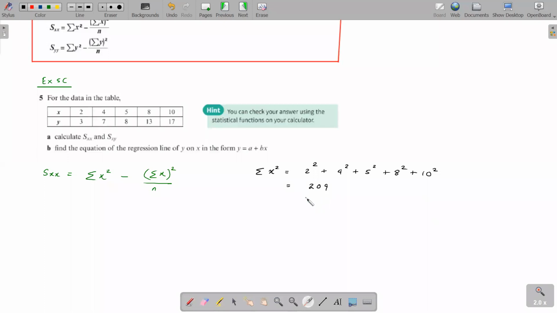Okay, guys, so this is a really simple one. You add everything in the calculator, you get 209. This should be pretty clear, right? Okay, this one is done.